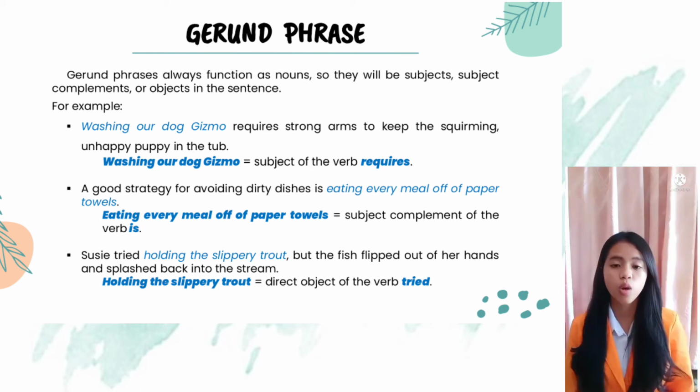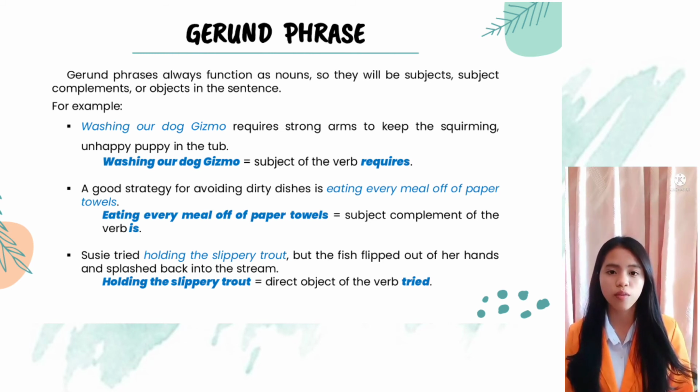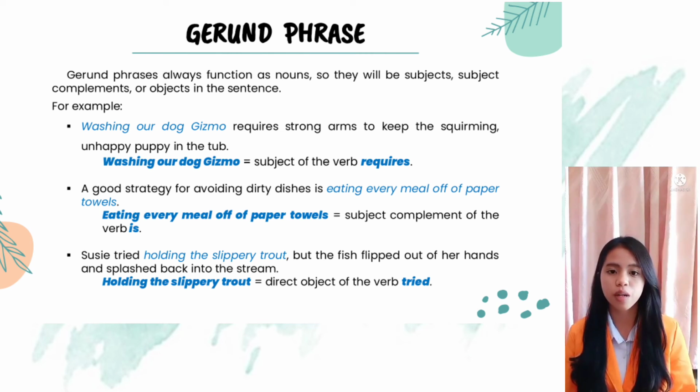For example, washing our dog Gizmo requires strong arms to keep the squirming, unhappy puppy in the tub. Washing our dog Gizmo equals subject of the verb requires. A good strategy to avoid dirty dishes is eating every meal off of paper towels. Eating every meal off of paper towels equals subject complement of the verb is. Susie tried holding the slippery trout, but the fish flipped out of her hands and splashed back into the stream. Holding the slippery trout equals direct object of the verb tried.